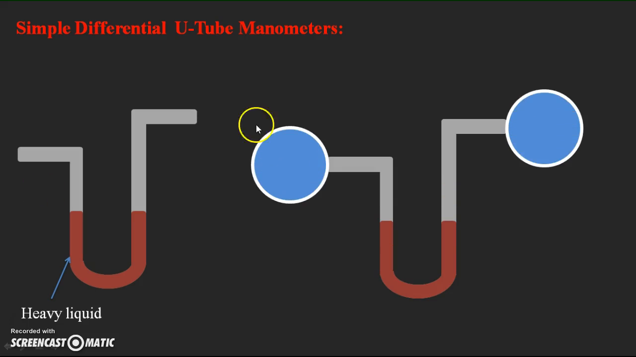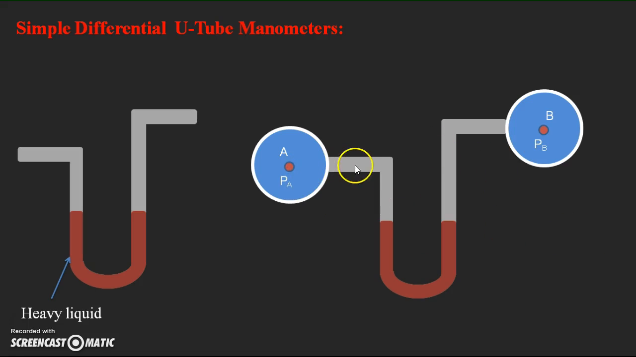These are the two pipes, assume. Two pipes for which we need to find the pressure difference, and assume the points as A and B. At A and B the pressure acting is PA at A and PB at B. So the difference between PA and PB we can find with the help of this simple differential U-tube manometer.